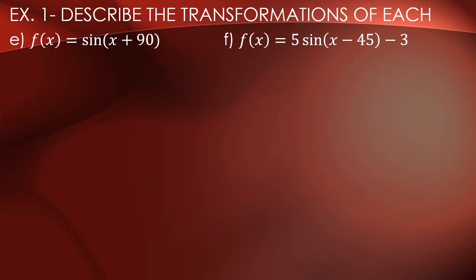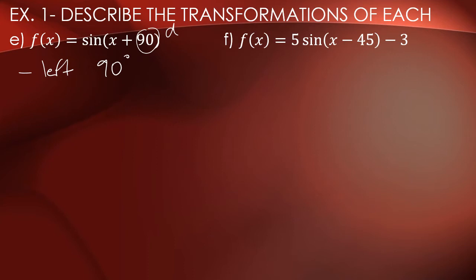Our last two warm-ups. I think it's our last two. E, f of x equals sine x plus 90. That is your d value. And remember, it's always opposite to how it appears. So you see plus 90, maybe you're thinking right 90, but remember, it's always opposite. What's the opposite of right? Left. So this is left 90 degrees.